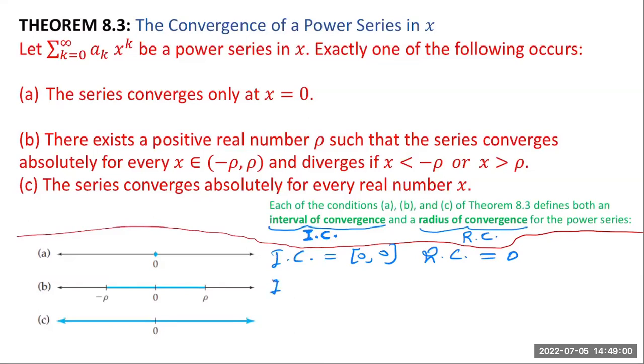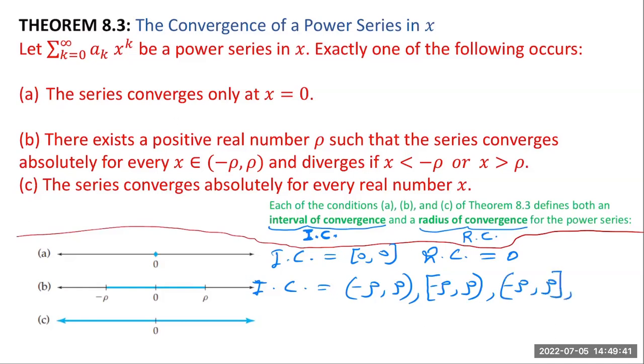In this case, let me write the interval of convergence. IC is going to be minus rho to rho. Actually, there are several possibilities in this case. One possibility is the open interval minus rho, rho. What are the other possibilities? Remember, we don't know what happens at the endpoints. So it could be minus rho, rho with this end closed and the other end open. Or minus rho, rho with this end open and this end closed. Or minus rho, rho with both ends closed, which means both endpoints are included. Either one of these intervals could be possible for the second case.